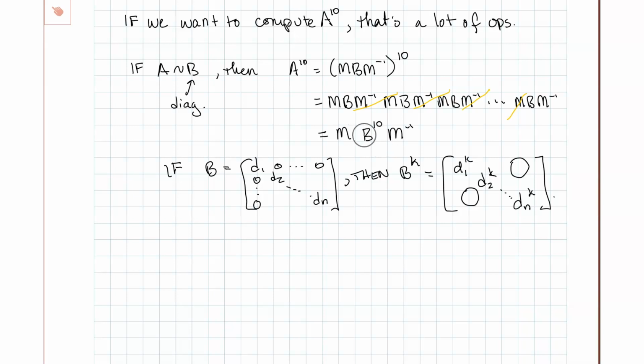And then there are only 2 matrix products to compute instead of the 9 that we'd have to compute for A to the 10th. So when we can find a diagonal matrix that is similar to a matrix that we're interested in, that's called a diagonalization of the matrix A. And in the next video, we'll see how to do that.